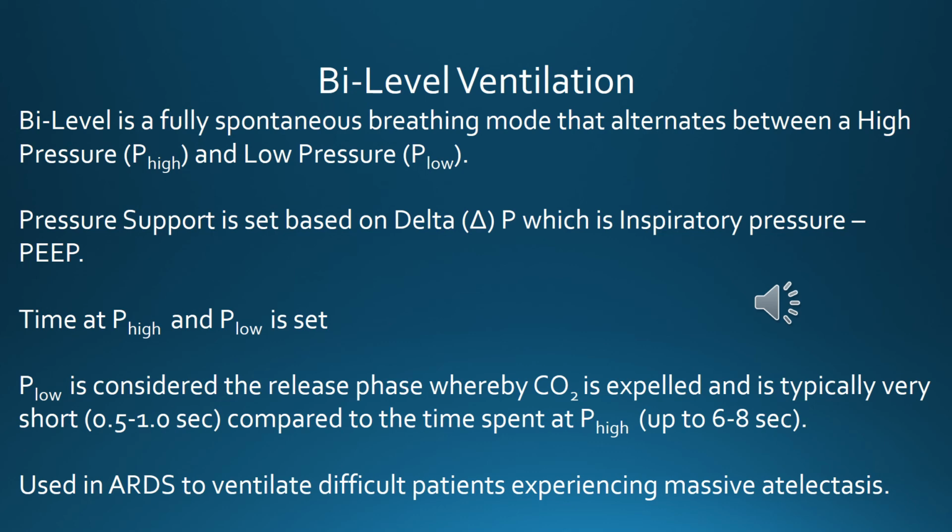Typically, they're much longer at the P high than the P low. The P low is considered the release phase whereby CO2 is expelled, and it's typically very short, either half a second to 1 second, compared to even up to 6 to 8 seconds at the P high. This is typically a mode used in ARDS to ventilate difficult patients experiencing massive atelectasis.